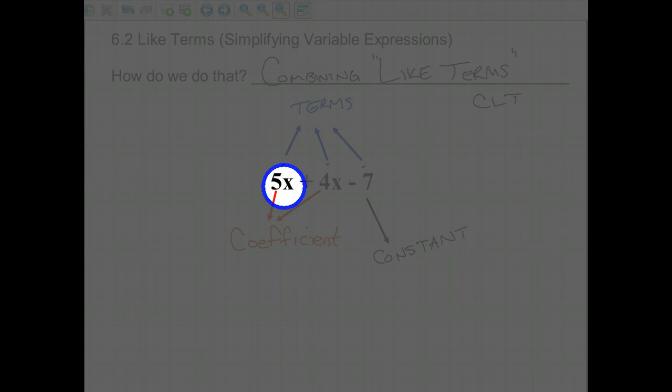Coefficients are the numbers that are coexisting with the variables. The 5 would be a coefficient. The positive 4 would be a coefficient. And that's it. The 7 would not be a coefficient. Constant terms are the things without variables. And you usually find them at the end of polynomial expressions. So here the constant term would be negative 7. Okay.